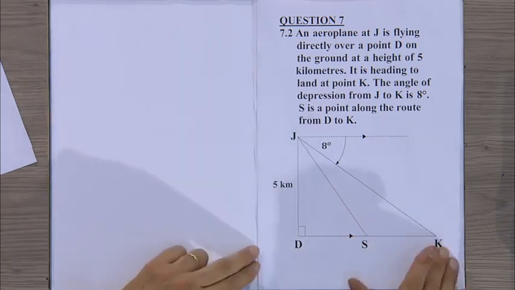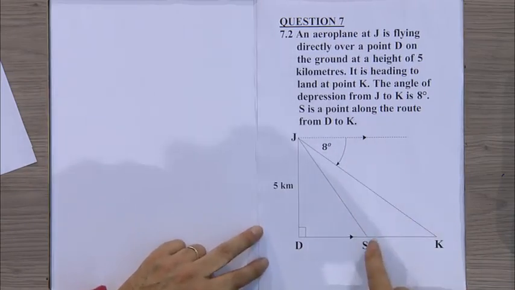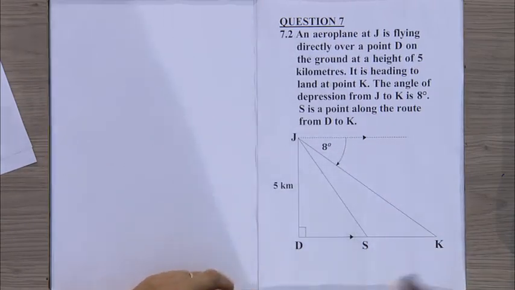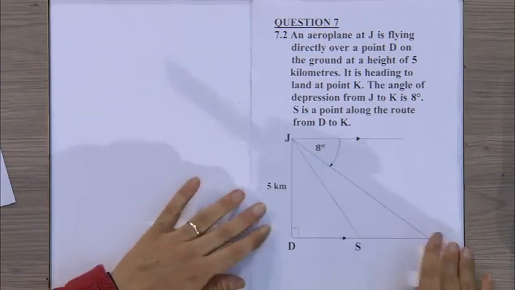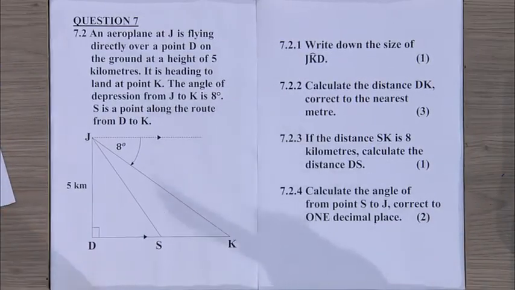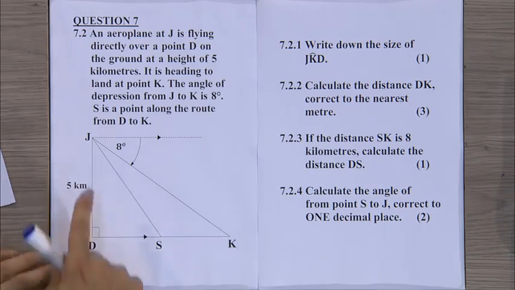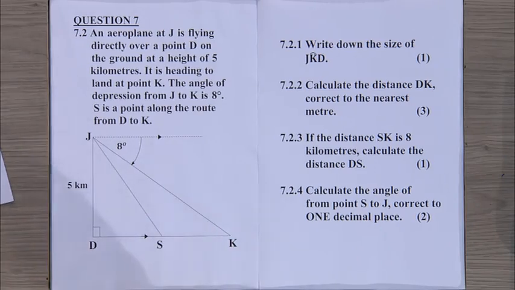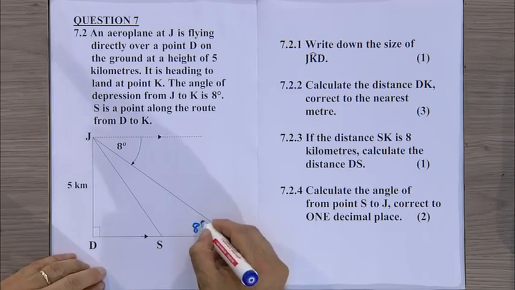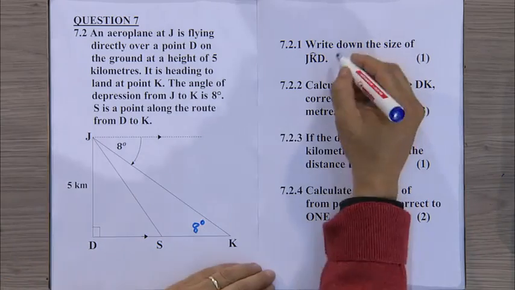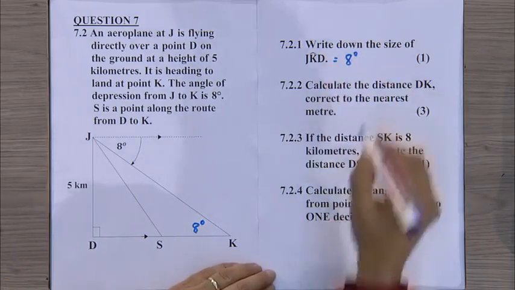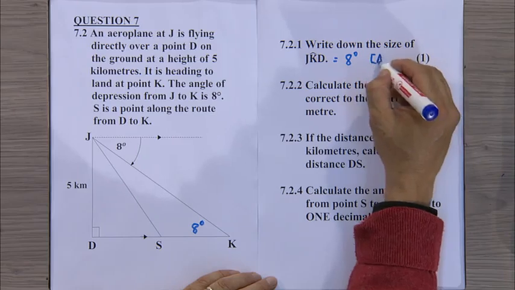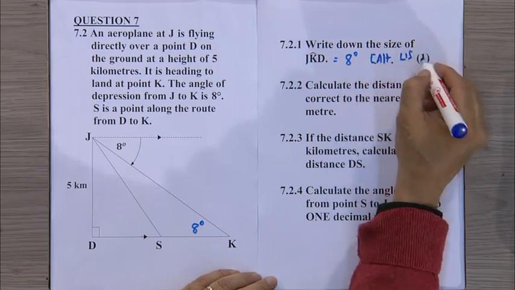And you know, in maths, parallel lines. What is parallel lines? Pairs of angles. A bit of geometry coming in here. So if you look at the sums, for instance, here they ask, write down the size of angle JKS, this angle here. Now if you know your geometry well, you can immediately say that is also 8 degrees. So that JK is 8 degrees. It's alternate angles.